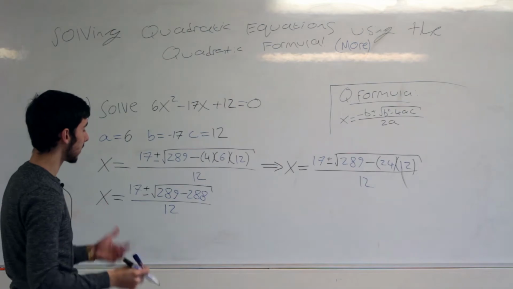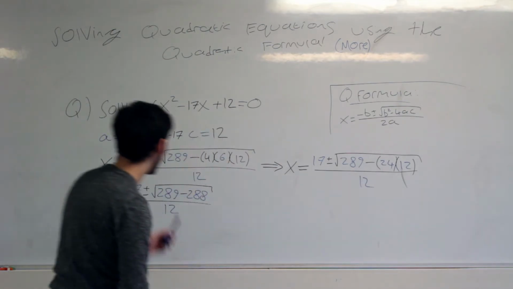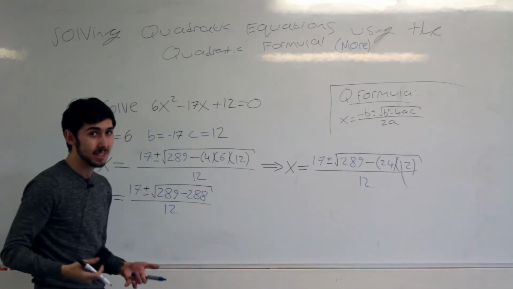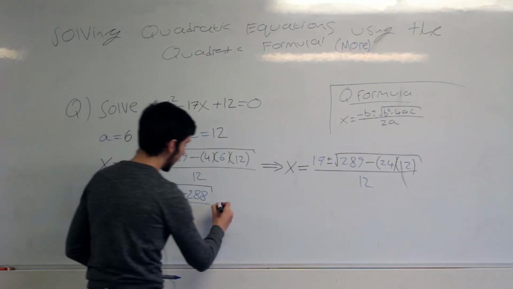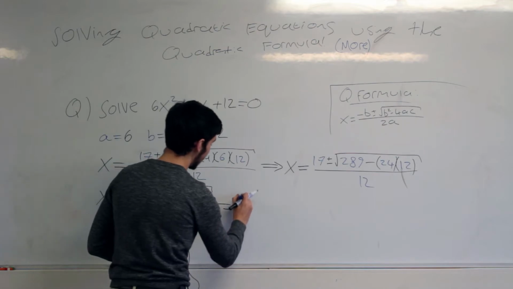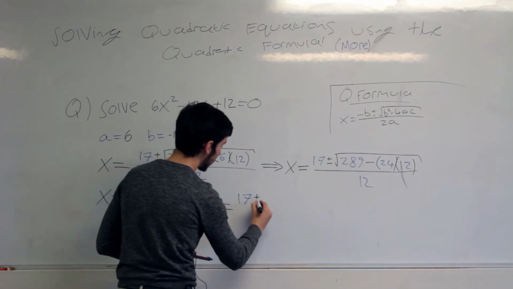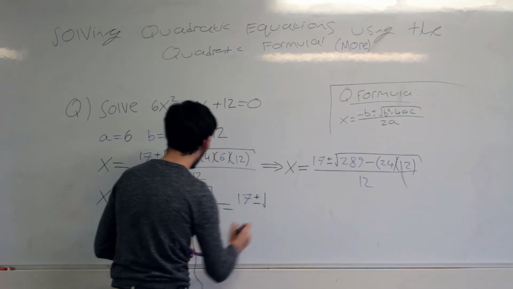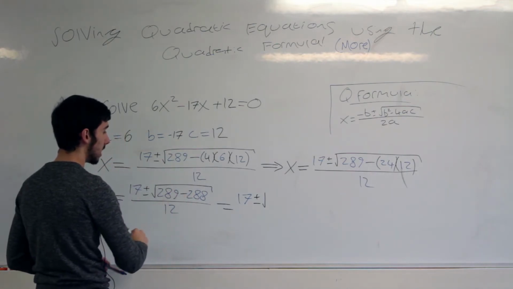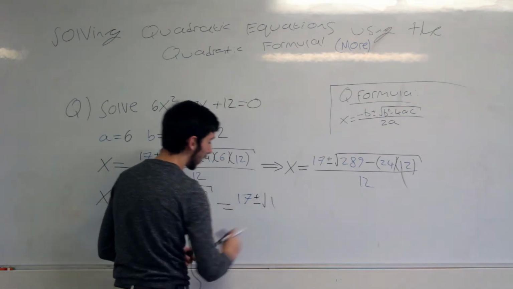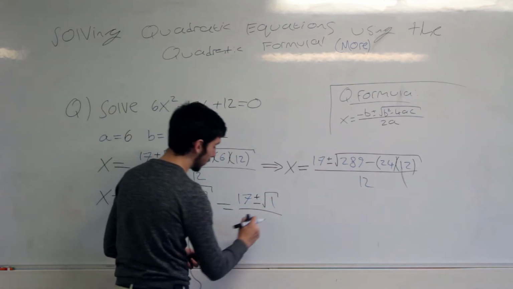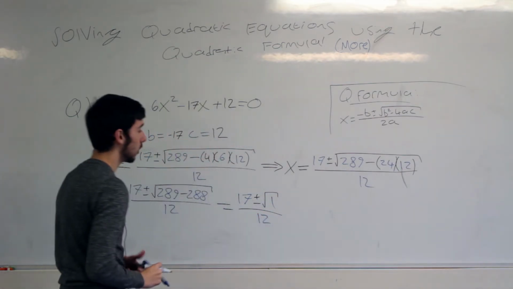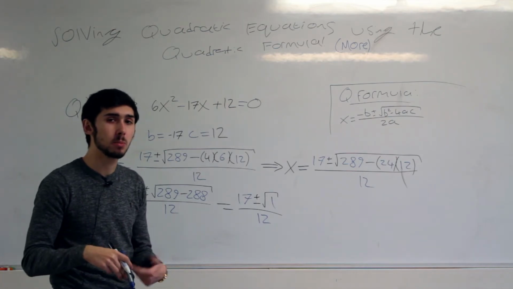And now something very miraculous has happened. 289 minus 288 is the number 1, okay? So we're going to say that's equal to 17 plus or minus the square root of 289 minus 288. That's the square root of 1, guys. Divided by, we're still dividing by 12. Okay. What's the square root of 1? What number times itself makes 1?